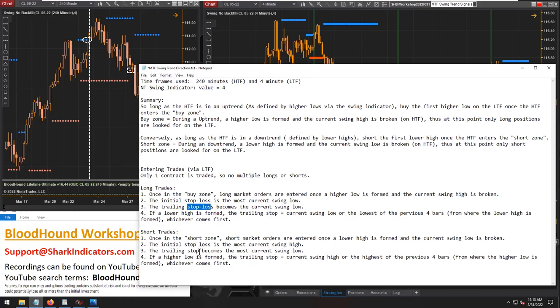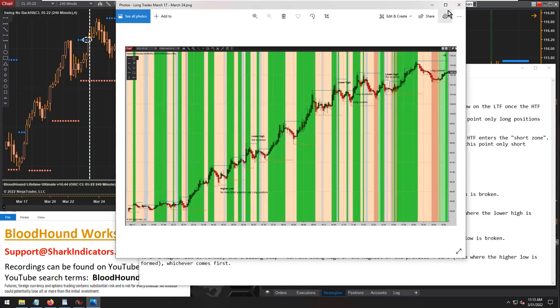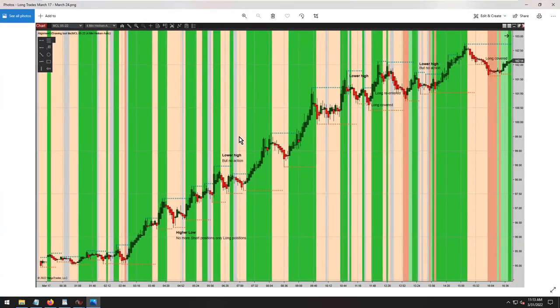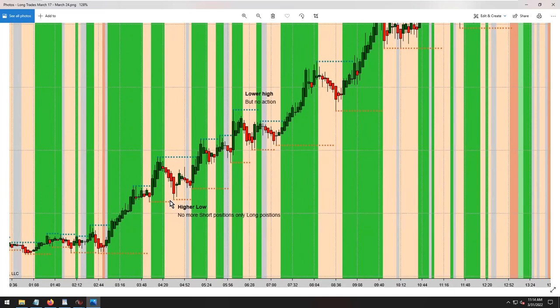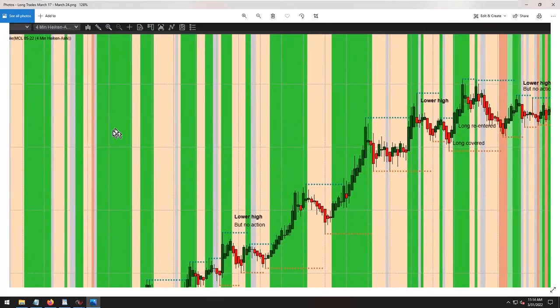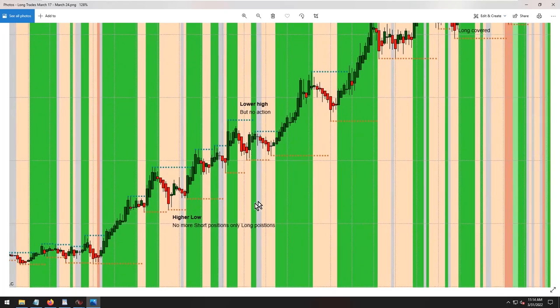Pretty basic there. So we do also, I forgot about this, but Ken did send in some screenshots to help illustrate and provide some examples in the context of a chart, which is kind of helpful. So if we walk through this, we have a bunch of higher lows, so we're only looking for long positions. This is on the lower time frame. Right? This is on the lower time frame. Yeah, here we go.